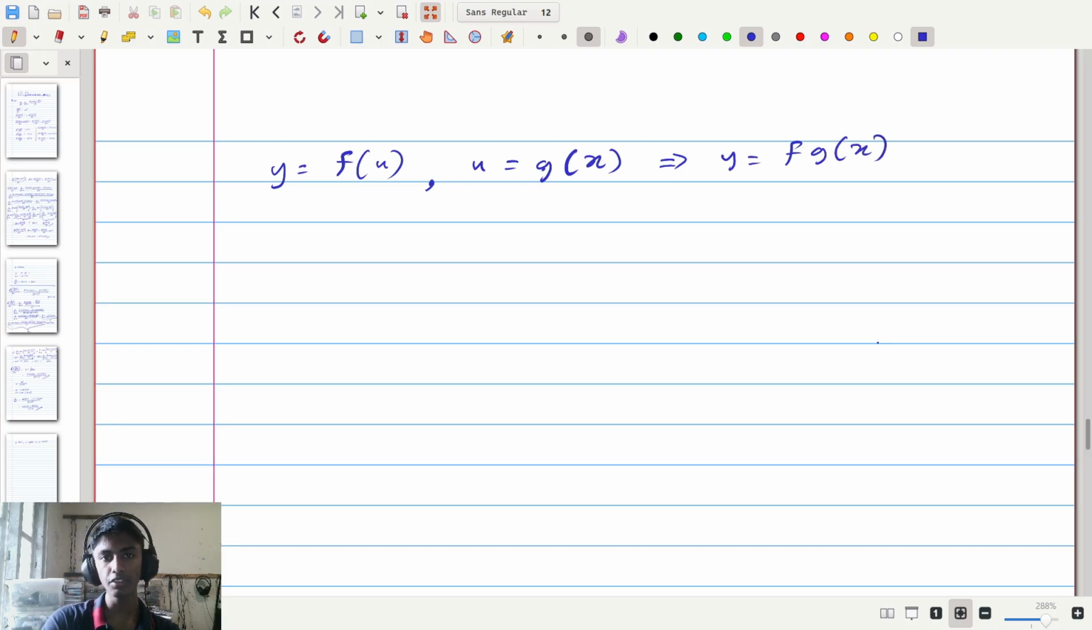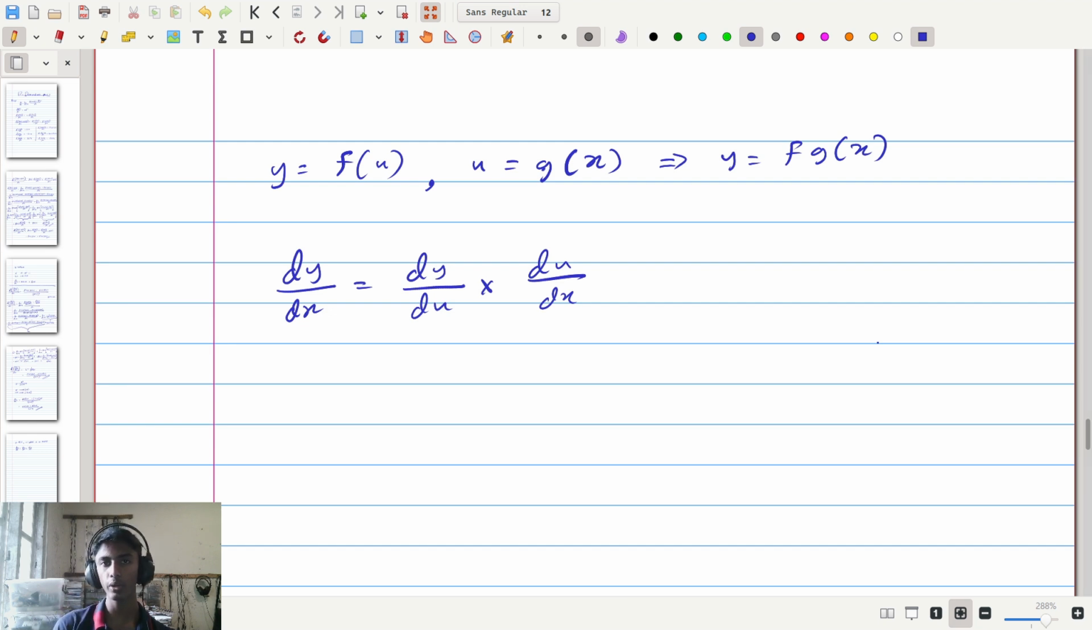So given this condition, given that we have y equals f of u and u equals g of x, i.e. y equals f of g of x, then this over here holds. The derivative dy by dx is equal to the derivative dy by du times the derivative du by dx.